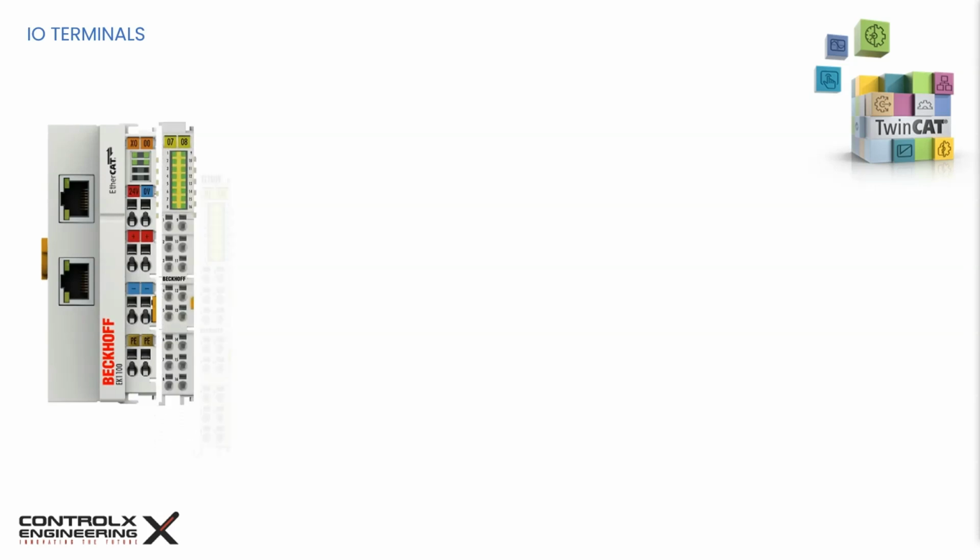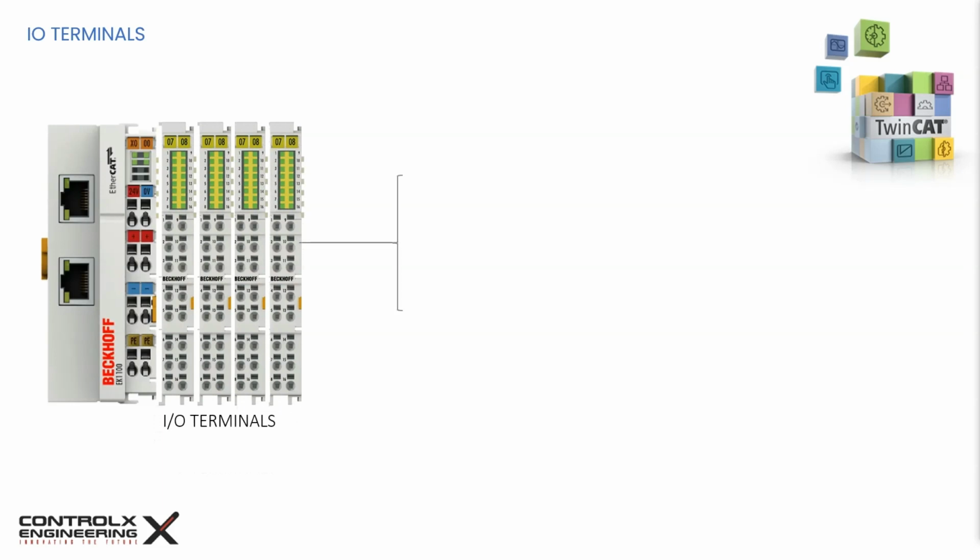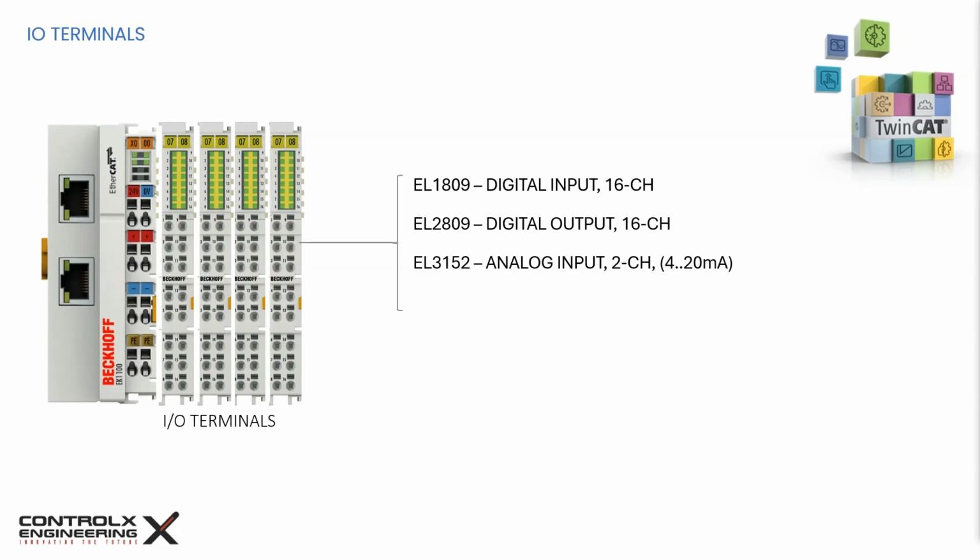In today's tutorial, I'll be demonstrating the configuration of 1 terminal of each kind: digital input, digital output, analog input, and analog output terminals. The digital input terminal EL1809 operates on a 24-volt logic level, so a 24-volt nominal signal on the input channels will be interpreted as a logic true.